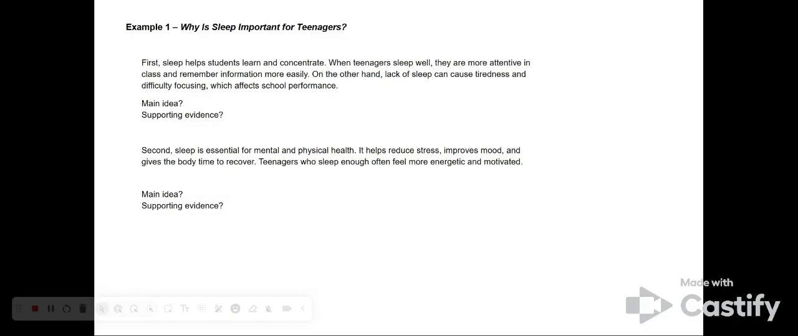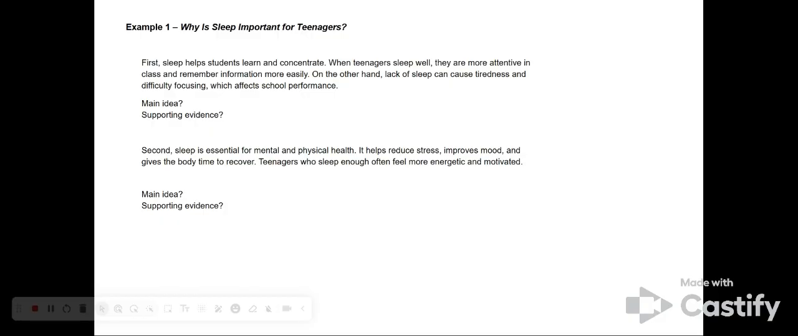If you're not confident to do that, you can use the same words that you use in the introduction, but it's less interesting and you won't gain any points for doing that. So if you want to get the most points, use synonyms. When teenagers sleep well, they are more attentive in class and remember information more easily. So that's a fact. On the other hand, lack of sleep can cause tiredness and difficulty focusing.